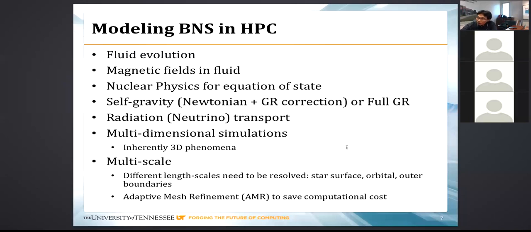We need to have some radiation transport features, and neutron star mergers are inherently three-dimensional phenomena, so your code likely needs to be able to do multi-dimensional simulation to be realistic. The code should also be able to resolve different length scales, because we have different length scales from the star surface to the orbital to the outer boundaries. To support this, some codes use what's known as adaptive mesh refinement, where the idea is to put more grid in the places that need higher resolution.